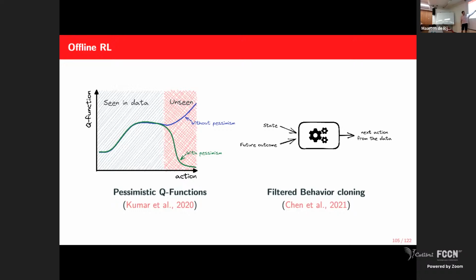So now the one you're going to select is actually inside the data, and you know what to expect, so you have less uncertainty about it. Another way of doing that is filtered behavior cloning. Here you completely reverse the problem. Instead of saying, okay, I have an action, how much is it worth? You say, okay, I am in a certain state. I want to get so much reward. What are the actions that I should generate to achieve that goal, that outcome?